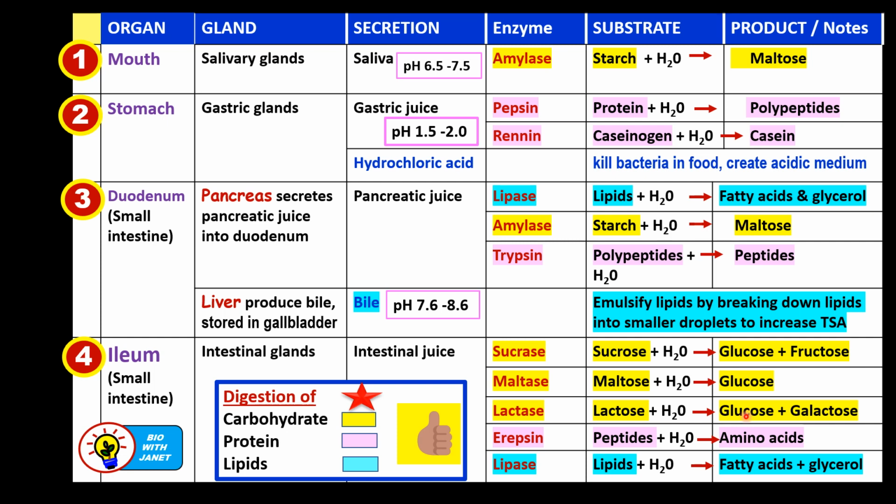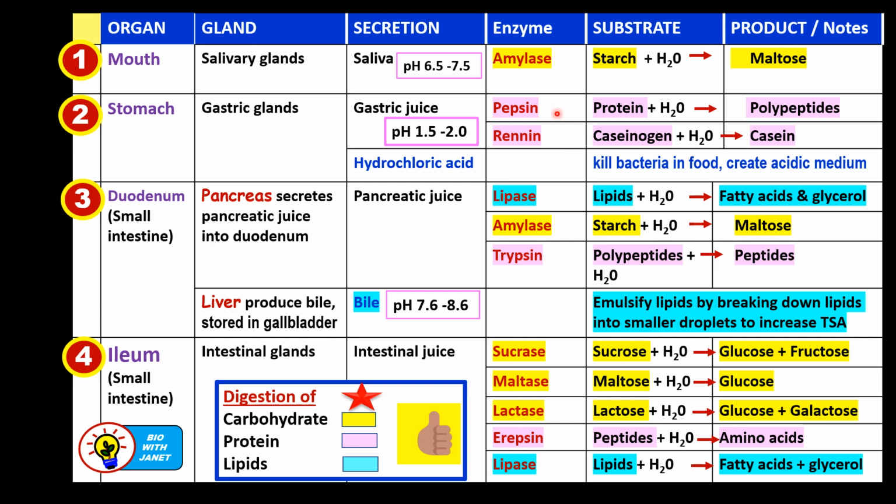So that's the digestion of carbohydrates. You must know all the enzymes like amylase, sucrase, maltase, lactase. Digestion of carbohydrates is all in yellow. You can highlight that in your notes if you have copied the diagram or the table. And for digestion of proteins, we can use pink color.